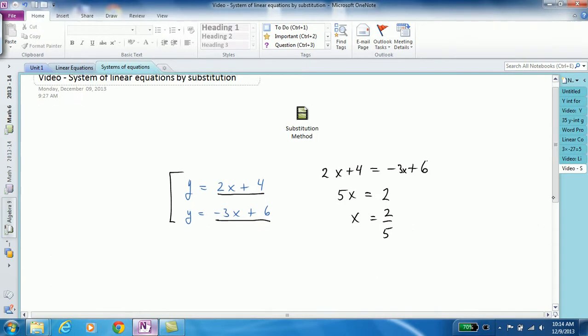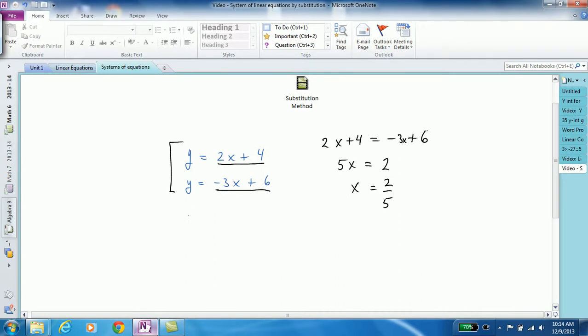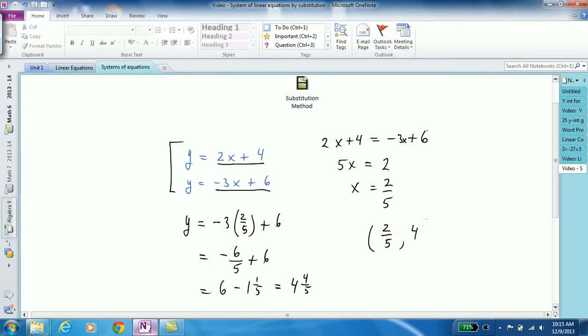To find the y-coordinate, you can simply plug it into either equation. I'll plug it into the bottom equation here. So y equals negative 3 times x, which is 2/5, plus 6. So y equals negative 6/5 plus 6, which is 6 minus 1 1/5, which is 4 4/5. So this says that the point of intersection is (2/5, 4 4/5).